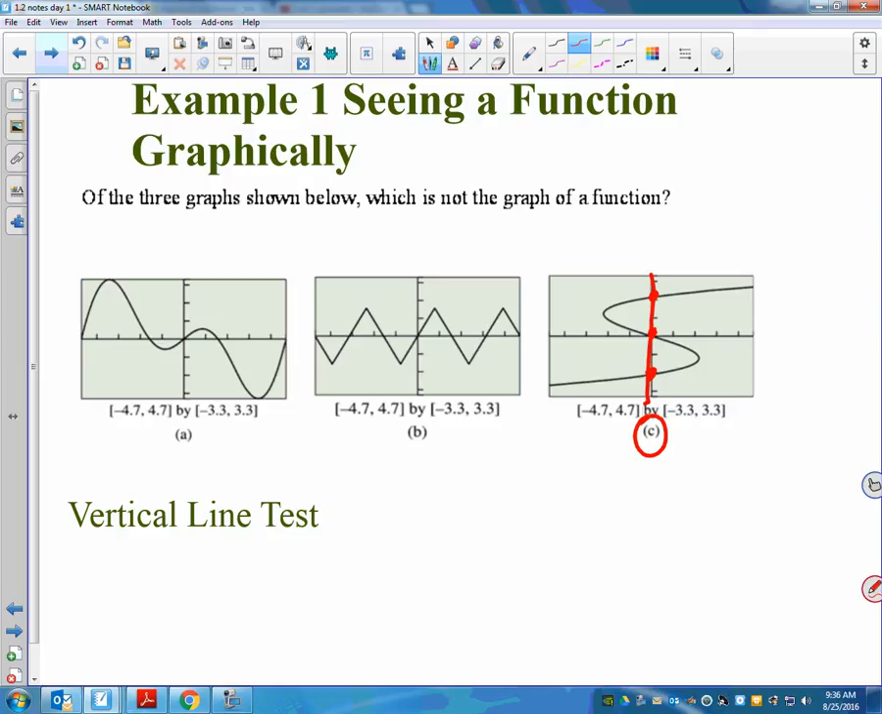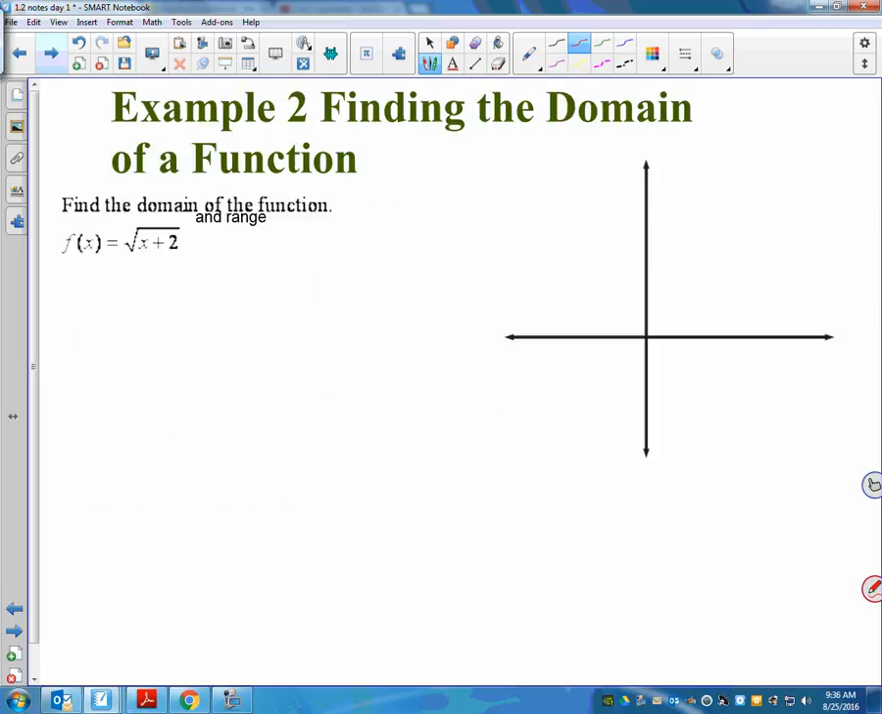There are some questions on your homework today where you just have to say, is it a function or not? That's what you do, right? But then the rest of your homework is going to be the same.